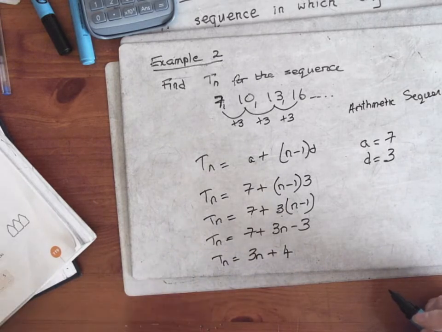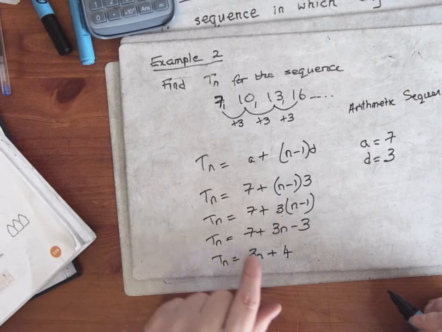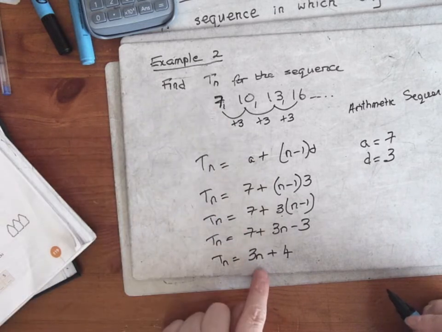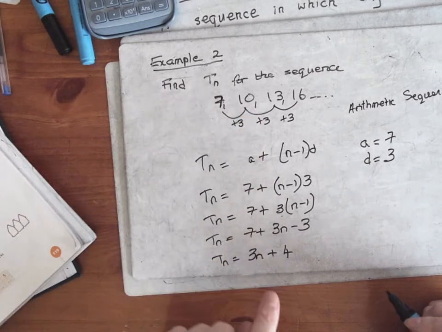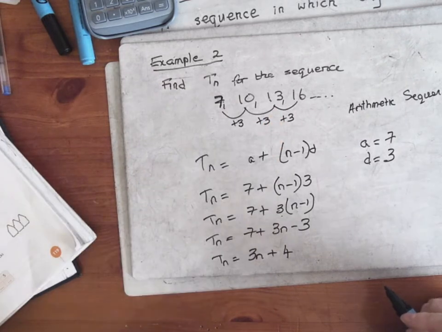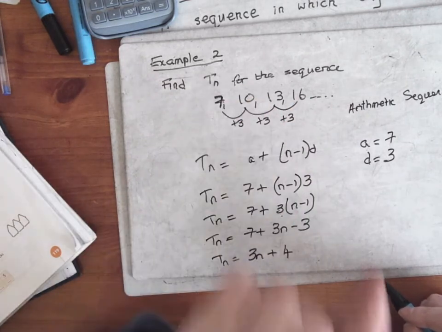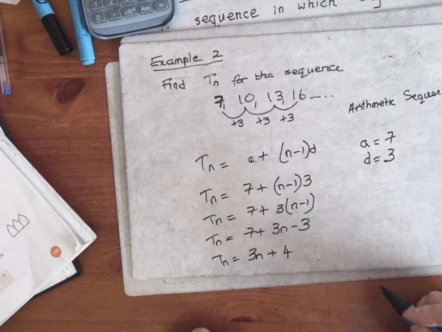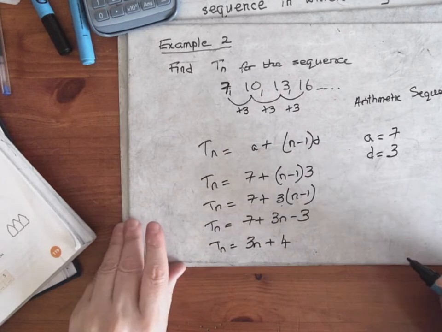Right? Check your answer. If you fill in 1 for n, you get 7. If you fill in 2 for n, you get 10. If you fill in 3 for n, you get 13. If you fill in 4 for n, you get 16, and the answer to all those questions is yes, you do, so you're right.